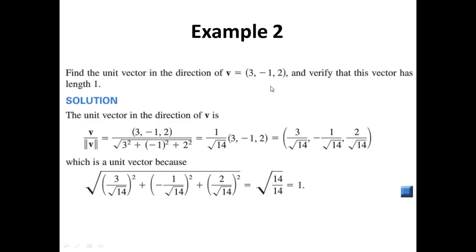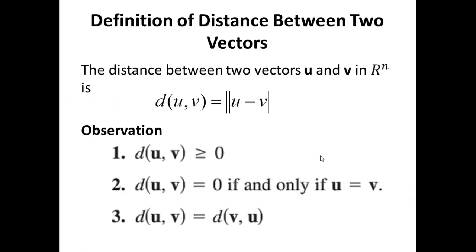So whenever you're given a vector and asked to find a unit vector in the same direction, it is simply that vector v divided by the norm of v. Now observe that the length of this new vector is simply going to be 1. And that is why it is called a unit vector.